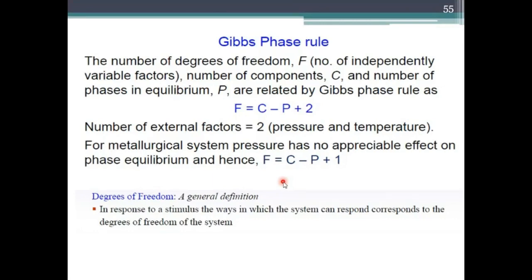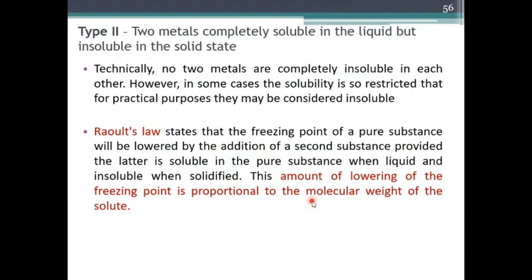If there is no external force and only the medium has an appreciable effect on the phases, then we can go for F equals C minus P plus 1. C is the number of components, F is the number of independent variables, or independent factors. So what is degree of freedom? Degrees of freedom is the ways in which a system can respond to an output.